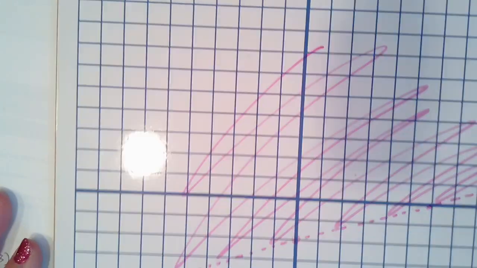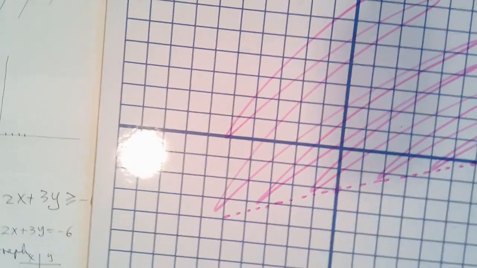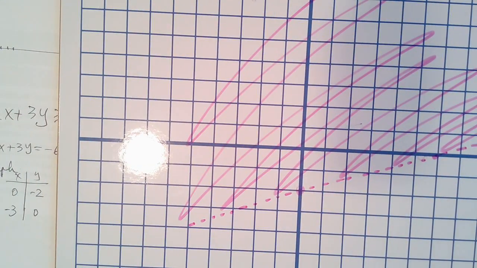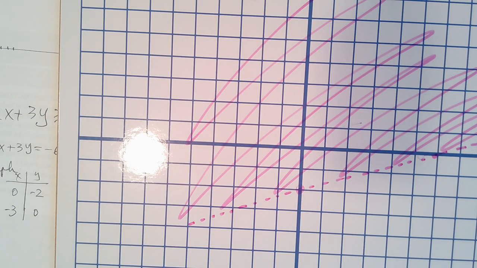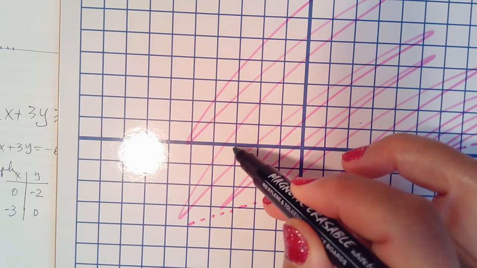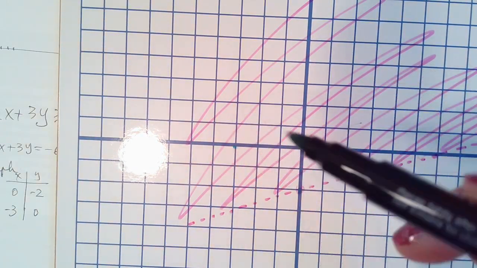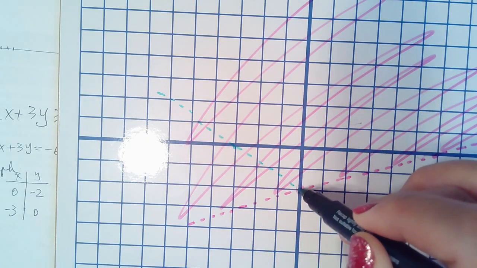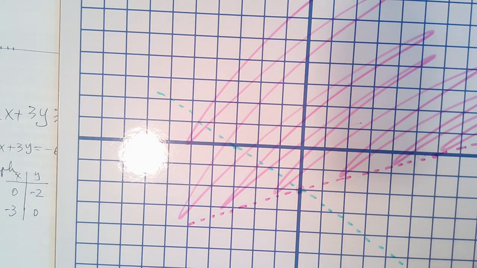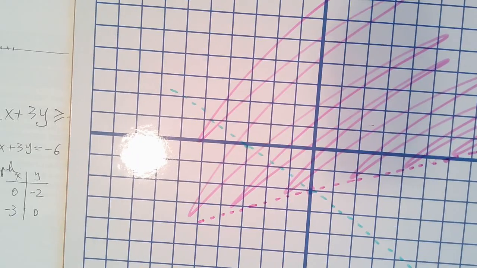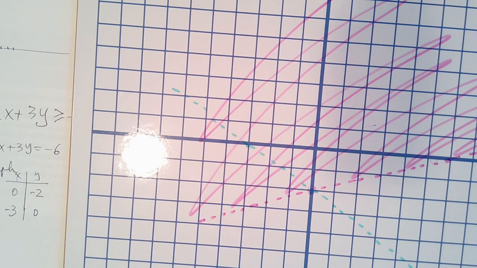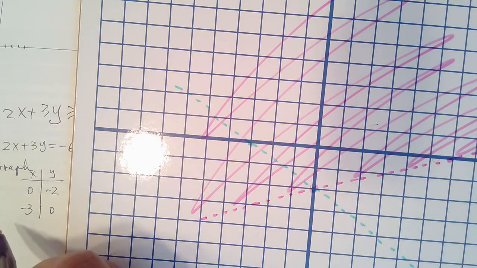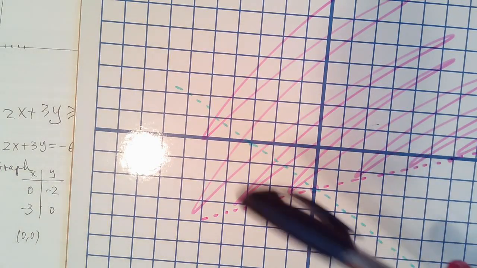So that would be the points. 0, negative 2. Hey, we get exactly the same point here, right? 0, negative 2. And also negative 3, 0, which is right here. So I need to draw a line that passes through this. All right, so that's my green line. And then the next one, I'm going to choose the test point. Okay, so the test point, I choose 0, 0.